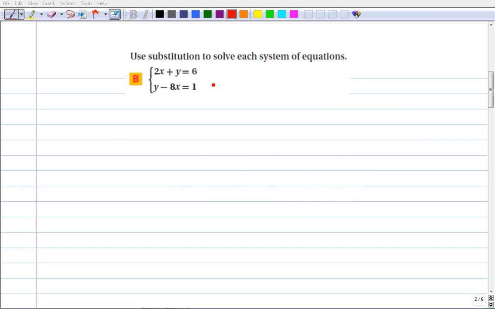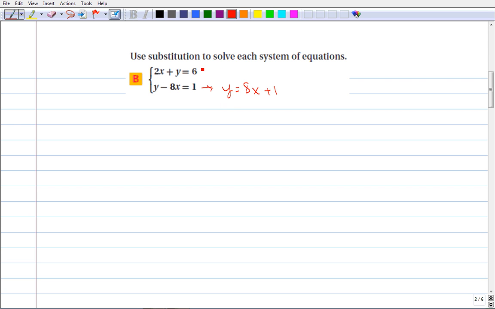Okay, here's the next one. So this one isn't quite as easy as the previous one, as it's not solved for a variable yet, but it doesn't matter which way you choose to do this. In fact, your book shows you two different ways. You could solve one for x or you could solve one for y. Totally does not matter. So say I picked the second one and I solve it for y. I add 8x over to the other side, so I get y equals positive 8x plus 1.